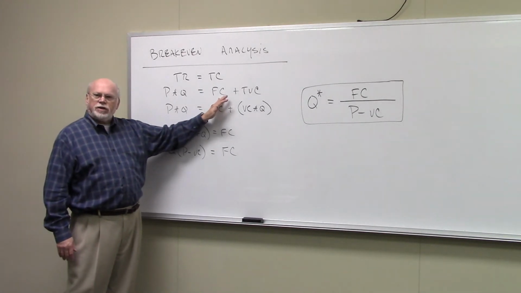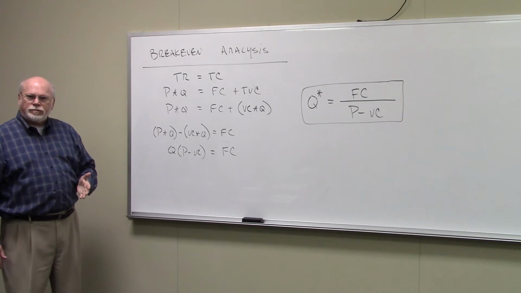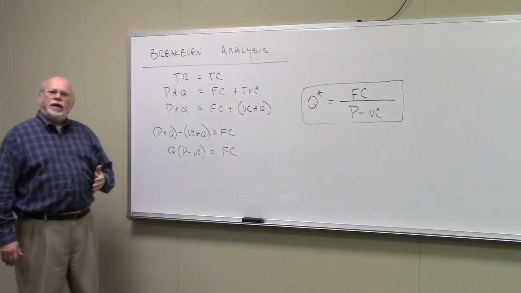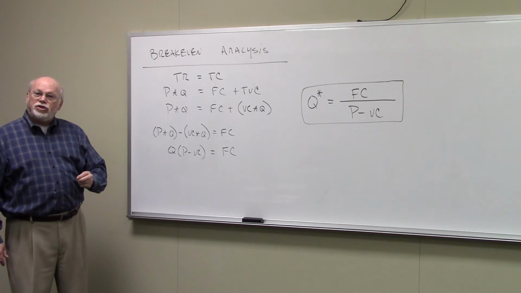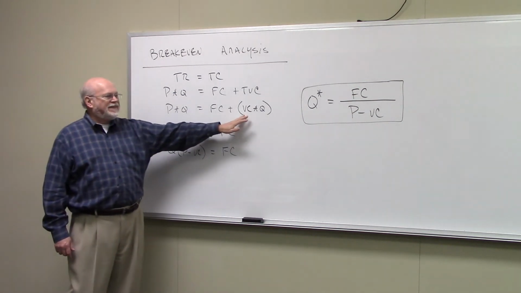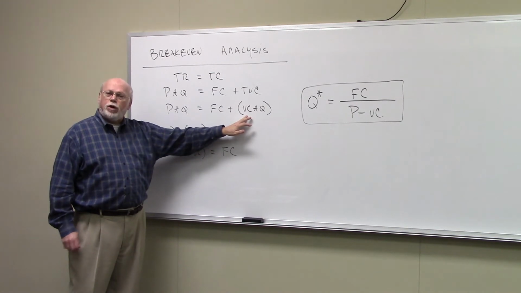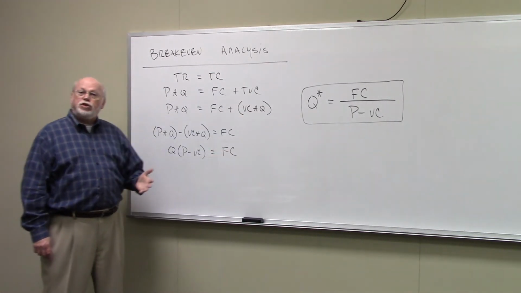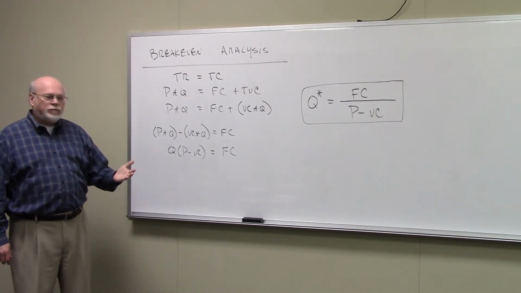Our fixed cost and our variable cost now add up to be total cost. And what is variable cost? Well, variable cost is the variable cost per unit multiplied by the number of units produced and sold. So when I write VC here now, that's not total variable cost, that's variable cost per unit. And if you multiply that by the number of units you produce and sell, then you have total variable cost.